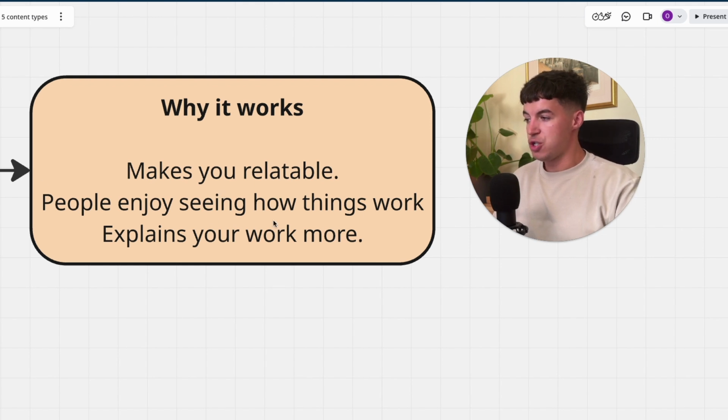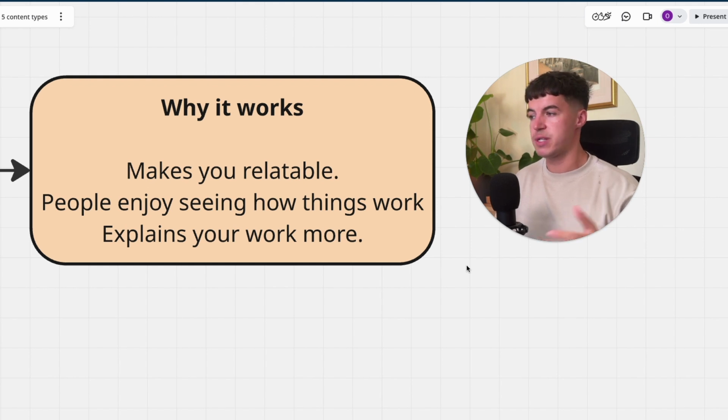People also enjoy seeing how things work. Okay, so this might shed further light on how your process works. They might not quite understand what goes into being an online coach, what goes into being a gym owner, why it's hard, what you have to do to make things run smoothly, and they might not understand the amount of work that goes into it.